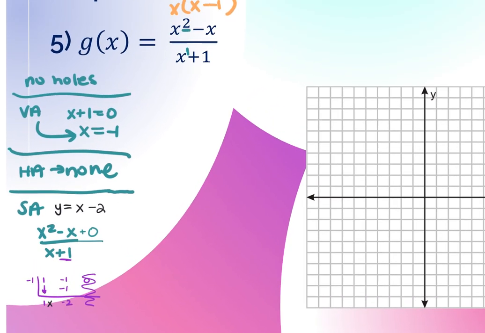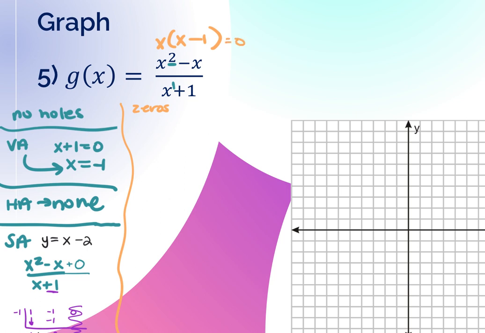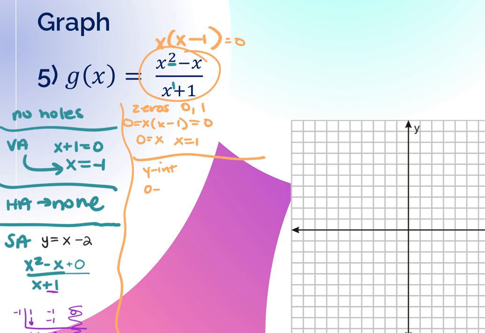Then I would find my zeros or x-intercepts by setting my numerator equal to 0. We already factored it, so x times (x minus 1) equals 0, which means split and solve, and I get 0 and 1. So there are 2 times this graph is going to cross the x-axis. And the last is your y-intercept. For that, I'm going to plug 0 in. And I'm going to plug it back into the original just because it's easier. And I'd get 0 over 1, which is 0, which is consistent with the x-intercept also crossing 0.